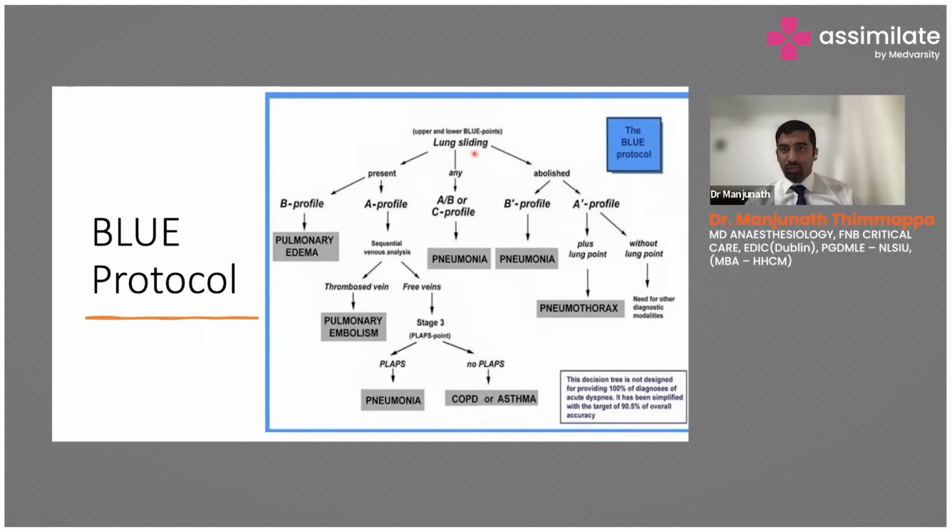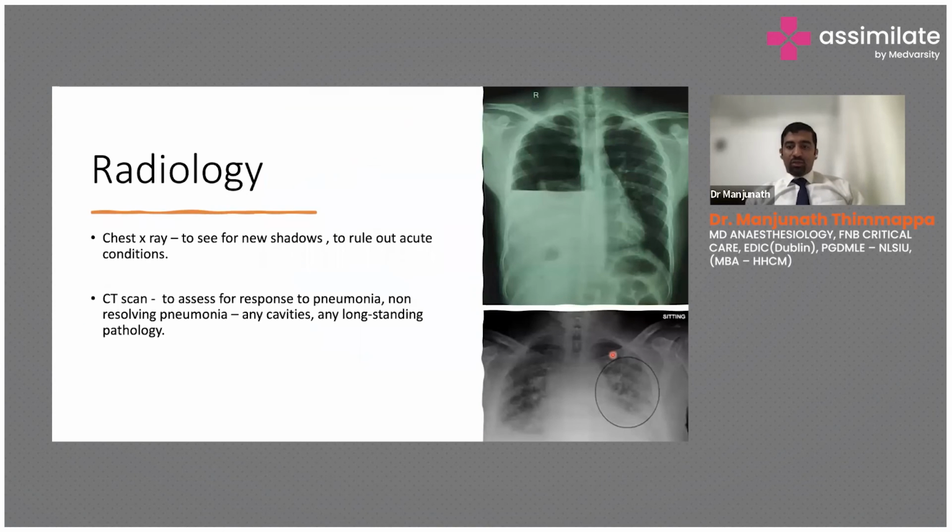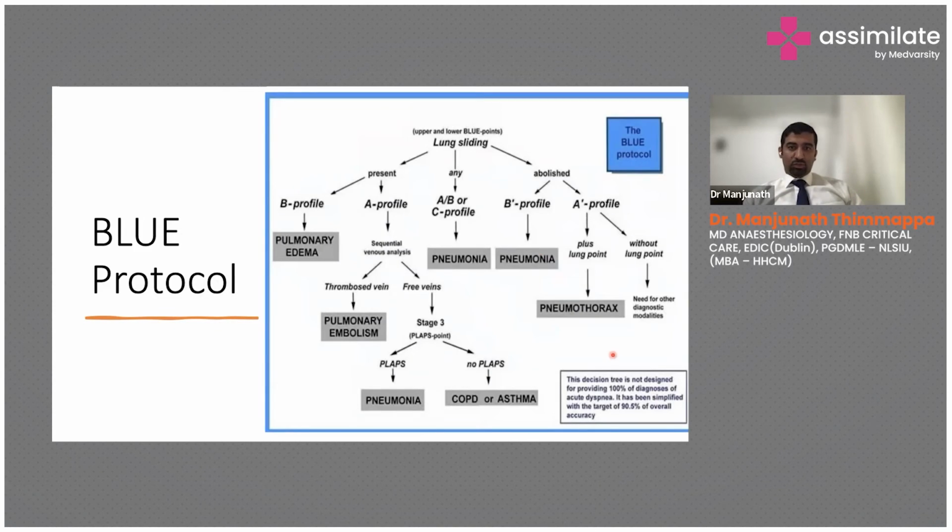And with an abolished lung slide, if the patient has a B profile, the lung slide can be abolished because of dense consolidation. So the patient can have pneumonia. If you find the lung point, it's pneumothorax. So it's all about ultrasound of the chest.